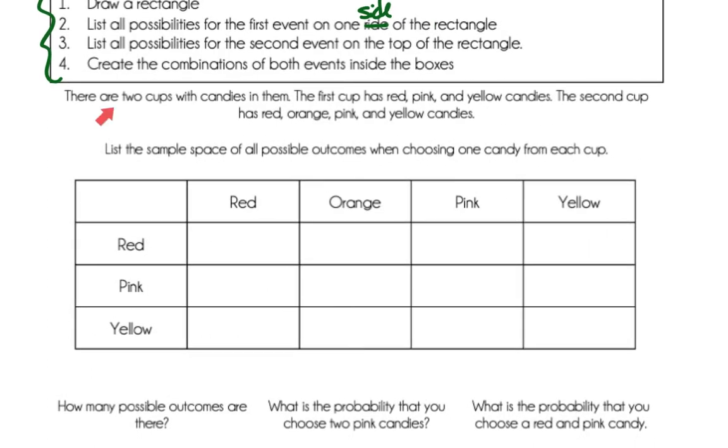So it says, there are 2 cups with candies in them. The first cup has red, pink, and yellow candies. The second cup has red, orange, pink, and yellow candies. And we're going to list the sample space. In probability, the sample space is the list of outcomes.